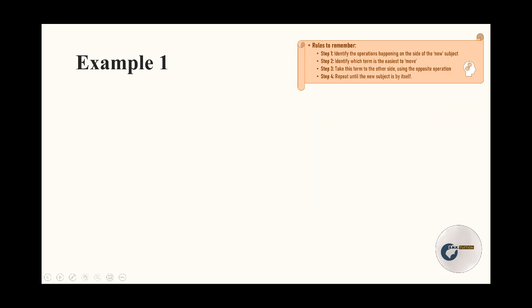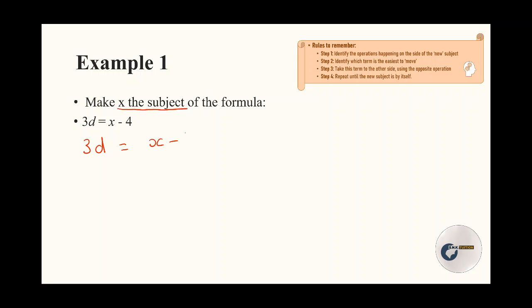So let's go through an example. And we have our rules to remember here in the corner so that we can refer to them as we're going through each question. Make x the subject of the formula 3d equals x minus 4. So step 1 is to look at the side where the new subject is. So here we're making x the subject. So we have 3d is equal to x minus 4.